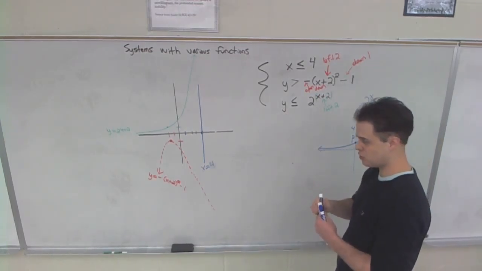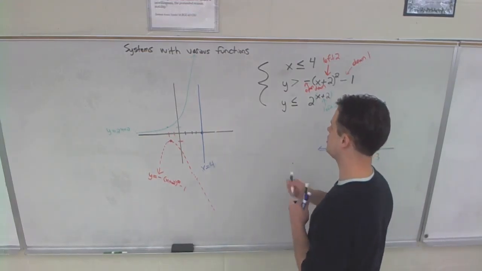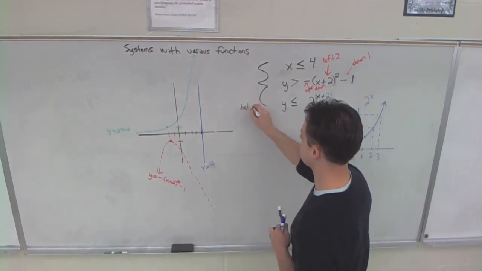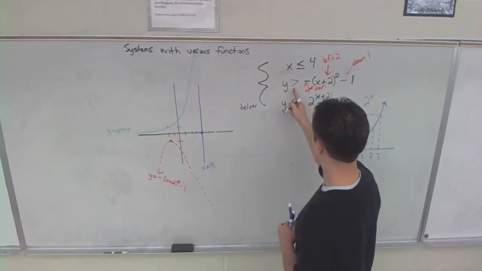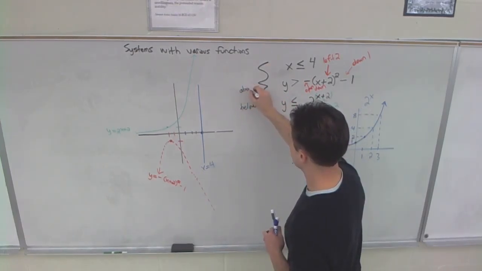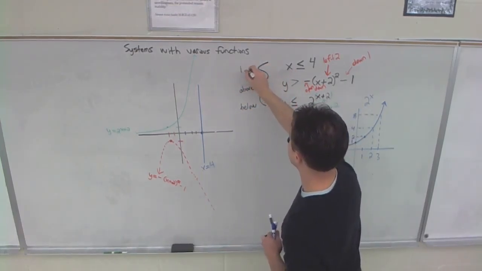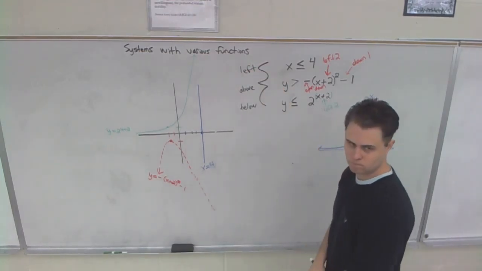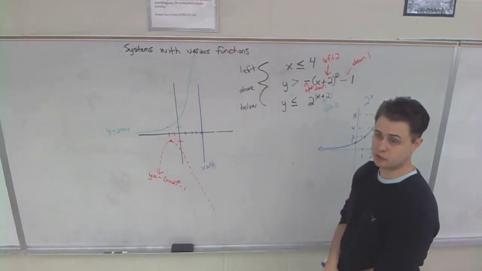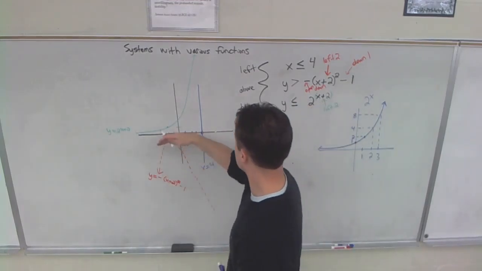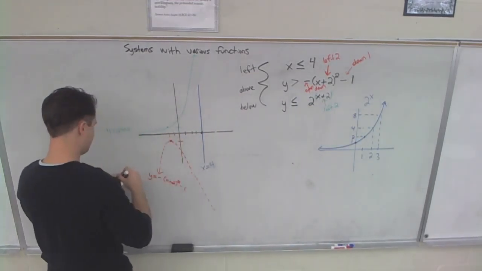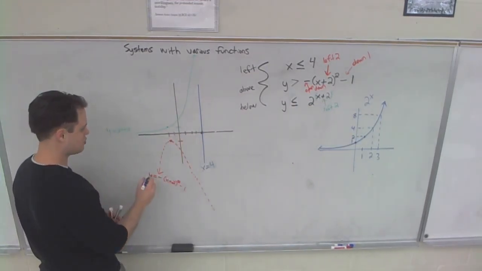And you can make little notes to yourself. That'd be a really good suggestion. So as soon as you realize that, just put, I'm below this one. I'm above this one. I'm to the left of this one. Those are really good notes to make to yourself if you're getting confused. So left, below, above. Here's an interesting answer solution.